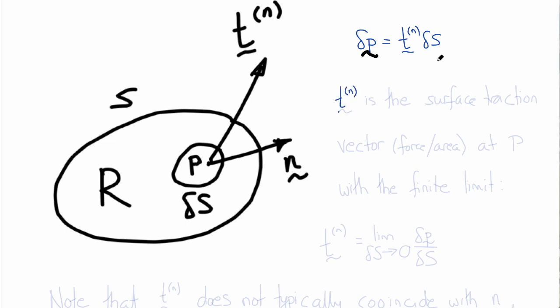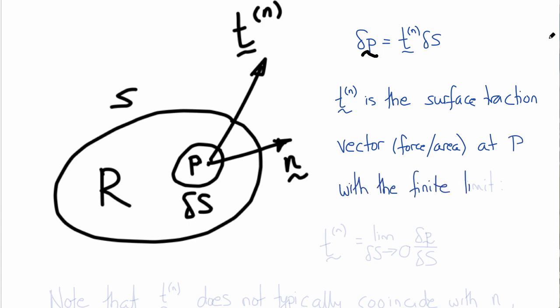T is the surface traction vector with units force per unit area at point P, and the finite limit as delta S tends to 0 of delta P over delta S. So at every point on the surface we can define this traction vector field.